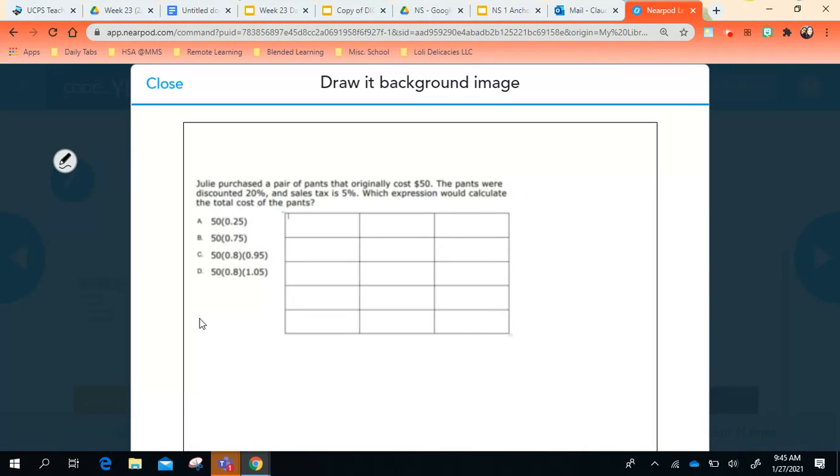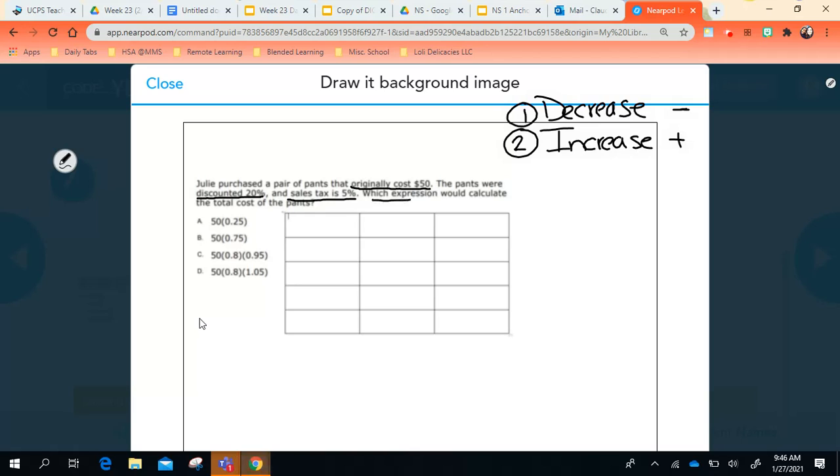So Julie purchased a pair of pants that originally cost $50. The pants were discounted 20%. So our first step, is that an increase or decrease? It is a decrease. Are we adding or subtracting? We are subtracting. And sales tax is 5%. So that's our second step. Is sales tax an increase or a decrease? It is an increase, which means we're doing what? We are adding. Which expression would calculate the total cost of the pants?